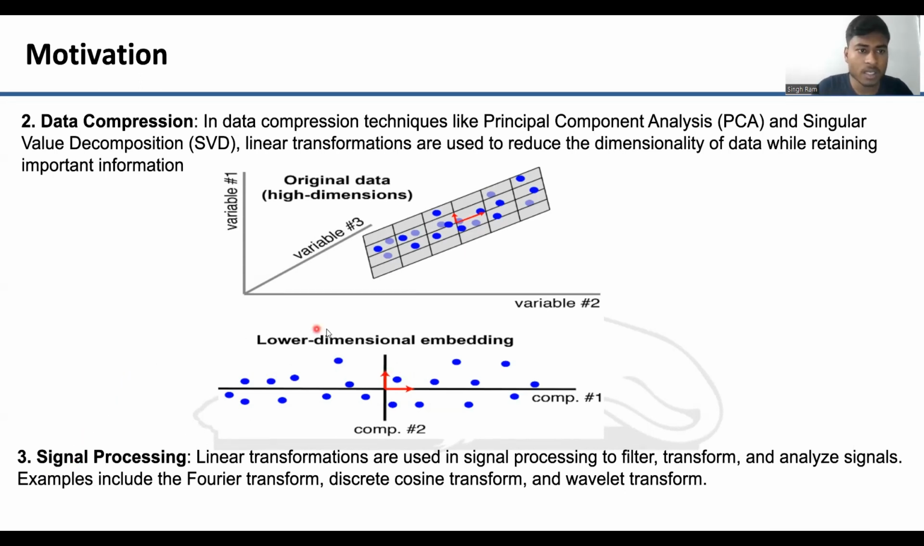Now the third usage of linear transformation we can see in signal processing. Linear transformations are used in signal processing to filter, transform, and analyze signals. Examples include the Fourier transformation, discrete cosine transformation, and the wavelet transformation. We can see it like this.